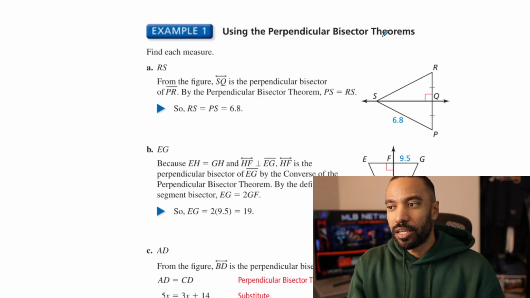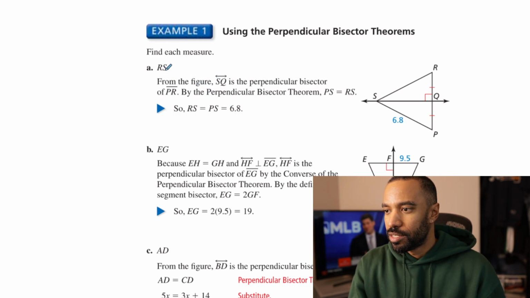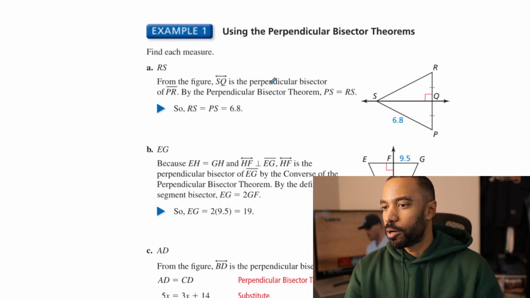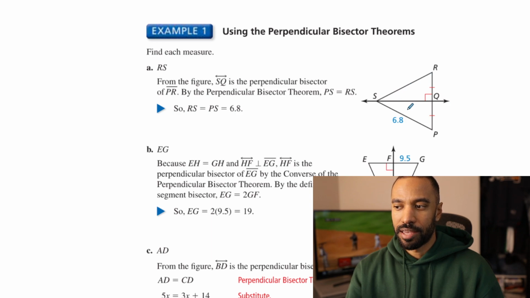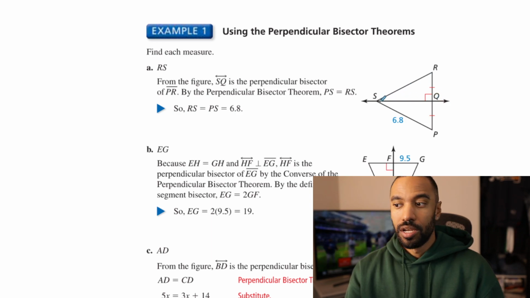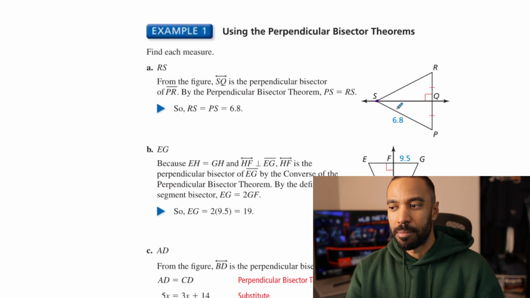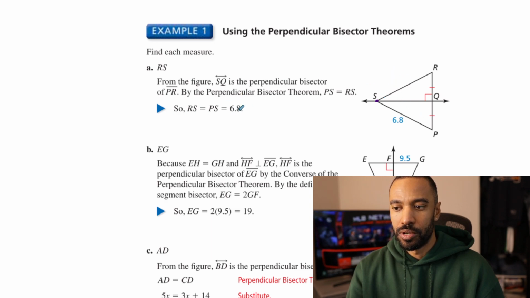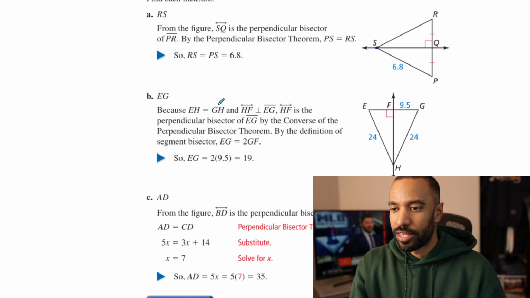Okay, let's use the perpendicular bisector theorem to find each measure. They ask us to find the length of segment RS here. From the figure, SQ is the perpendicular bisector of PR. You have the symbol of perpendicularity. You have this congruent mark, which means Q is the midpoint, which means it's bisecting it. So they want to find the length of segment RS. We know that any point on the perpendicular bisector is equidistant from the endpoints of the segment. That means if this length is 6.8, then this length is also 6.8, which is what they say. That's part A.